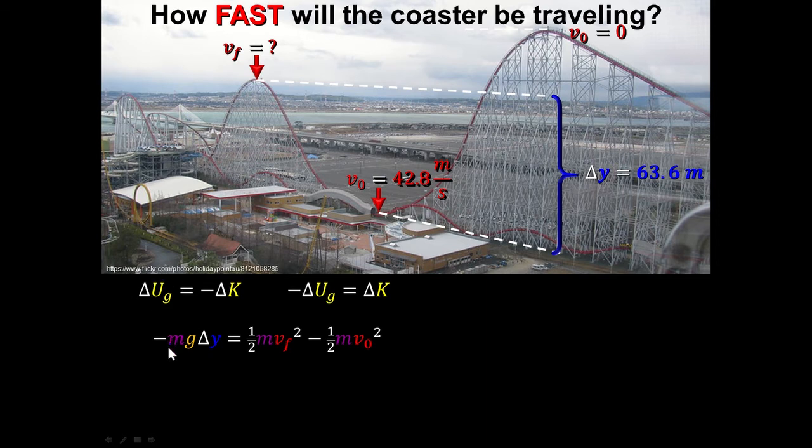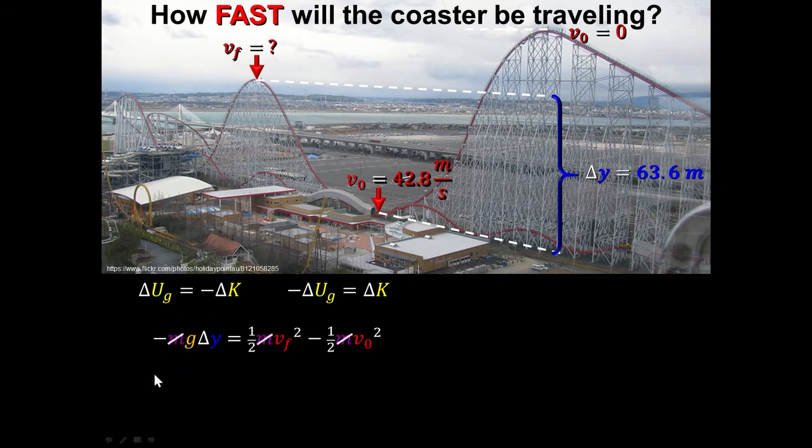So the change in potential energy, the negative of mg delta y, is equal to the change in the kinetic energy. So right here, it had some kinetic energy. That's its initial kinetic energy. And then we have a final kinetic energy. So we have the final kinetic energy minus the initial kinetic energy. The difference of that is the change in kinetic energy.